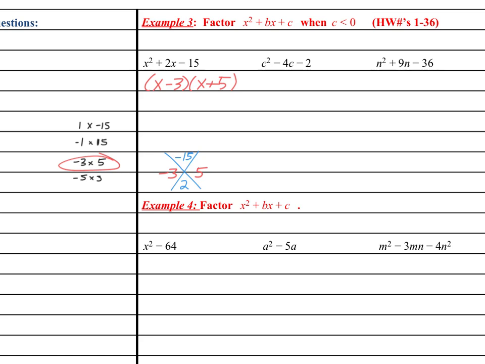I can't think of any. You guys are correct that the second one is prime. Good job. So this one, c squared minus 4c minus 2, that's prime. So you got to work on the last one. n squared plus 9n minus 36.